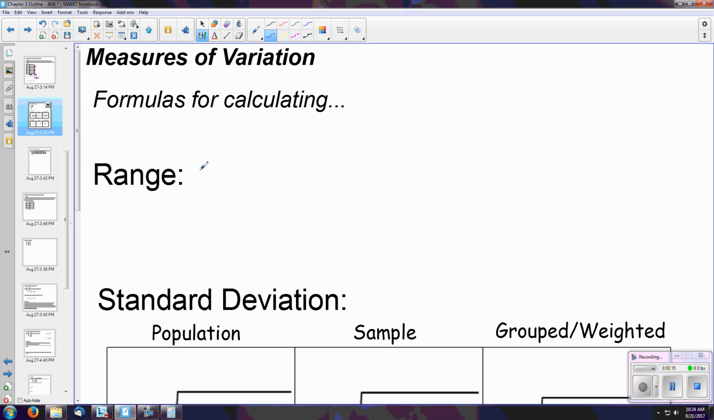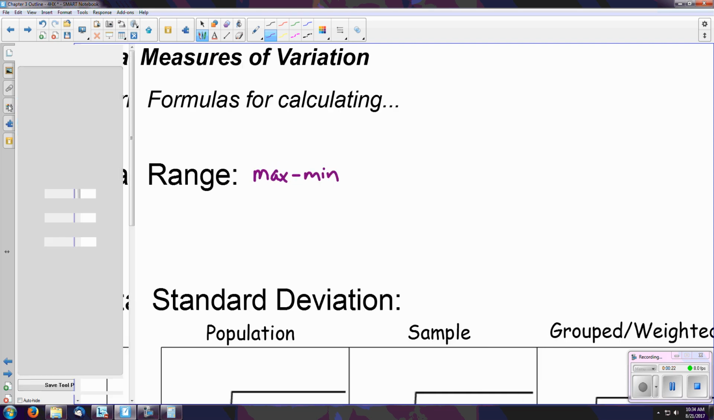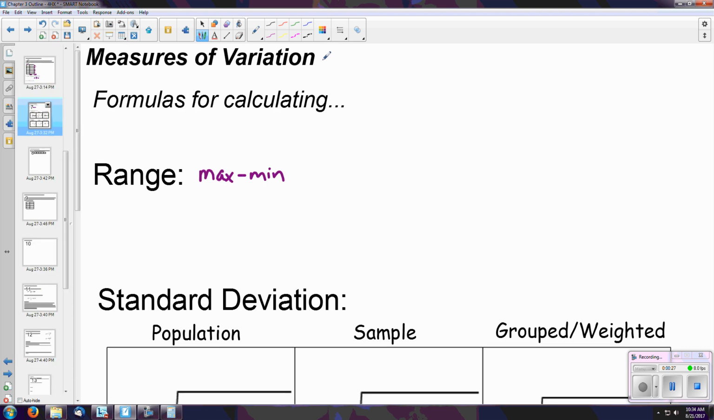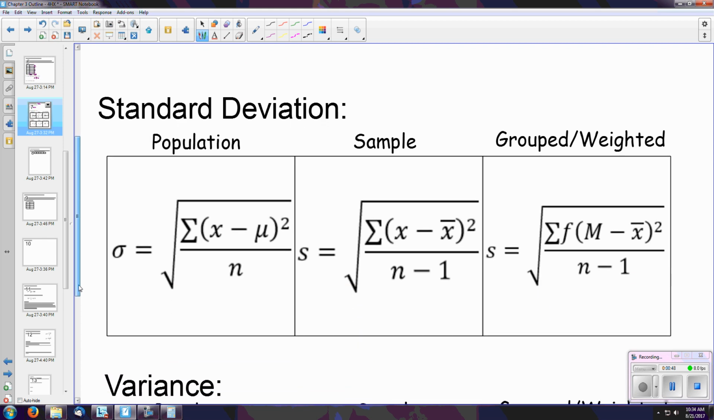To calculate the range of your data set, we take the max of our values minus the minimum value. Now, you might wonder, how is this considered a measure of variation? Measures of variation are also known as dispersion. So we're curious how much variety, if you will, or how much dispersion does our data set have? What the range does is tell us how wide of a gap there is between the biggest value and the smallest value. Now, it's not as heavily used as some other things, such as standard deviation and variance.